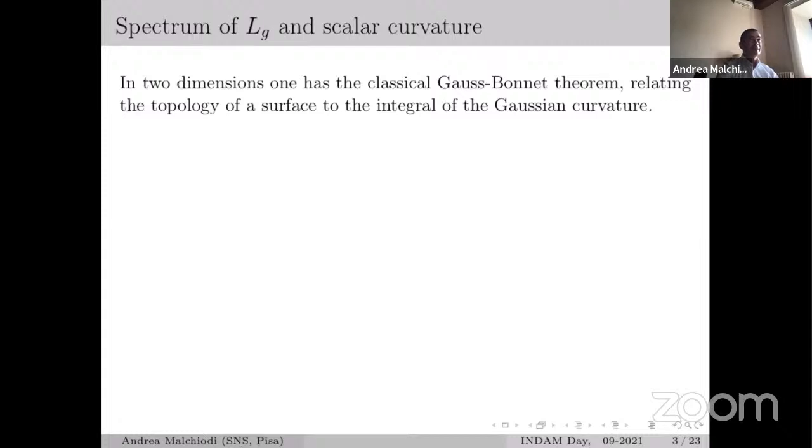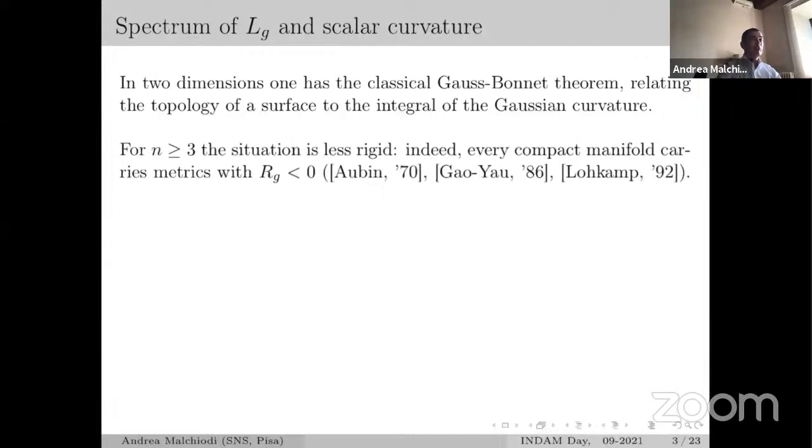Okay, why is it important, this spectral property of the operator? Well, let me recall that in 2 dimensions, you have the classical Gauss-Bonnet theorem. So when you integrate the Gaussian curvature, you get the topology of a given compact surface. In dimension greater or equal to 3, the situation is less rigid. And in fact, it is possible to show that every compact manifold carries a metric with a negative scalar curvature.